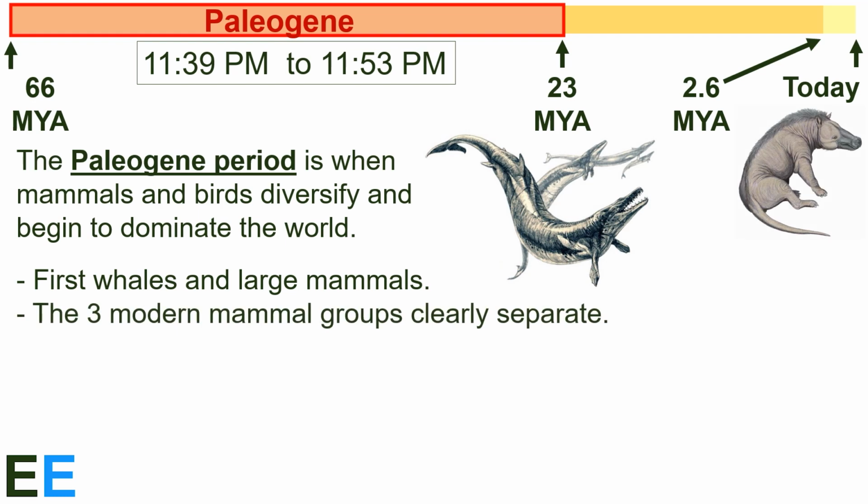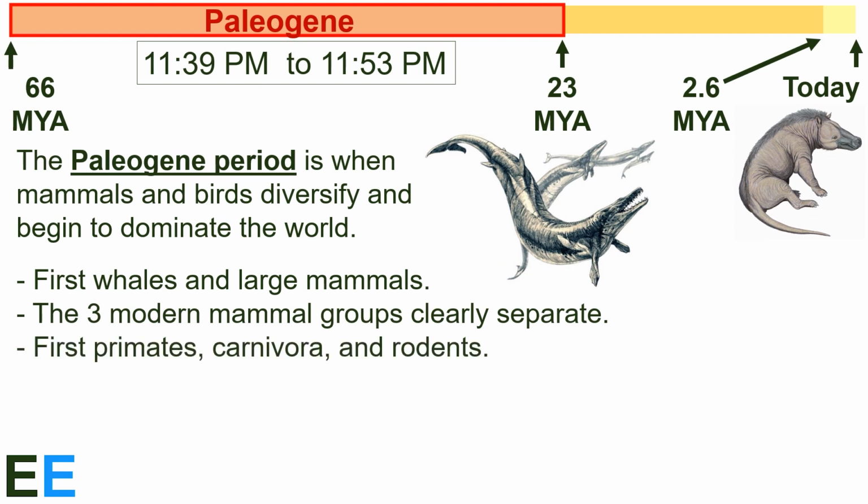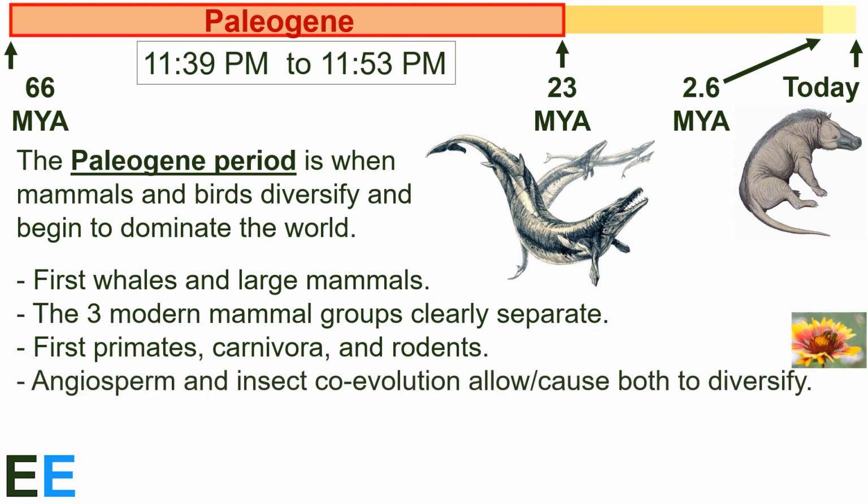In fact, even though DNA-based evidence and molecular clocks indicate that they diverged about 100 million years ago, this is when the 3 major mammal groups, monotremes, marsupials, and placentals, begin to be clearly represented in the fossil record. This is also when we see the first primates, rodents, and members of the order Carnivora. The Paleogene also sees angiosperm and insect coevolution, which allows, or causes, both to diversify.